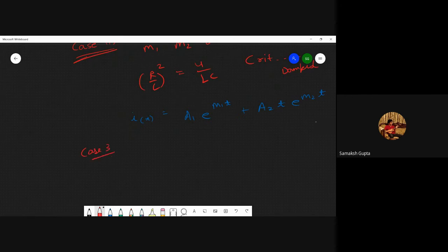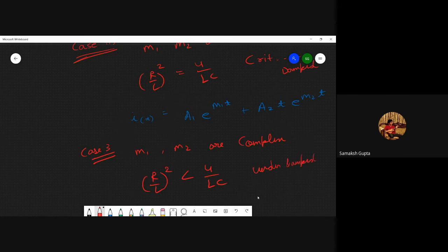And case 3 is if m1 and m2 are complex. So if these expressions are complex, this means that they will occur as conjugate pairs. So complex solutions occur as conjugate pairs. So if m1 and m2 are complex, then it will mean that R by L whole square is less than 4 by LC, and this is your underdamped case.